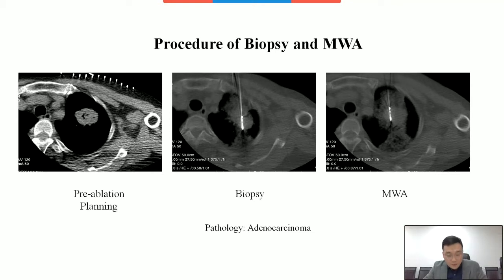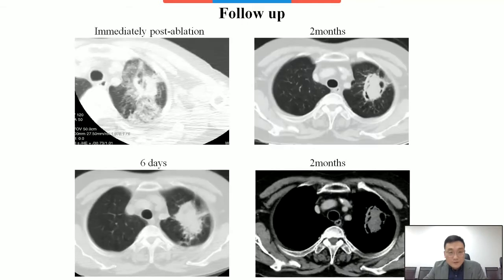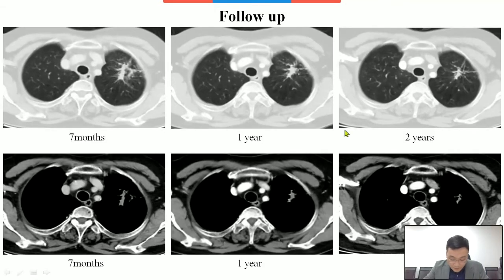Here we show the detailed procedures of the biopsy and the microwave ablation. Pathological results showed adenocarcinoma. We can see the reactive GGO fully covers the lesion on the immediate post-ablative CT image. There was no enhancement or enlargement on the enhanced CT 2 months post-ablation, and we considered it a complete ablation.